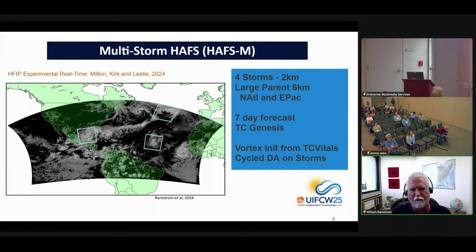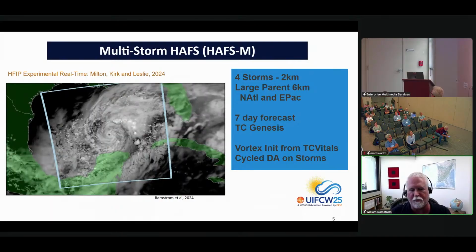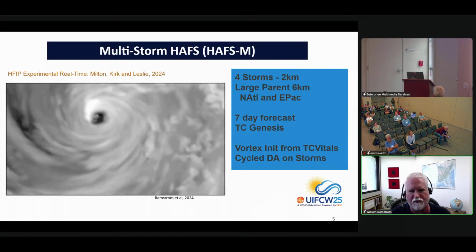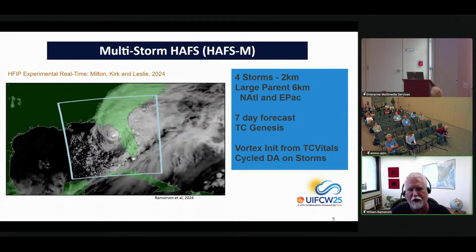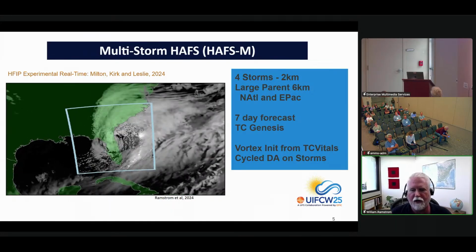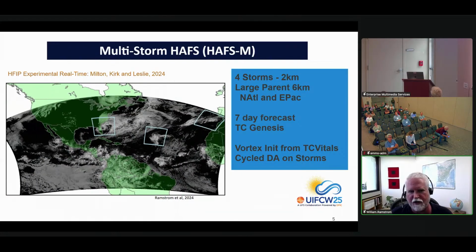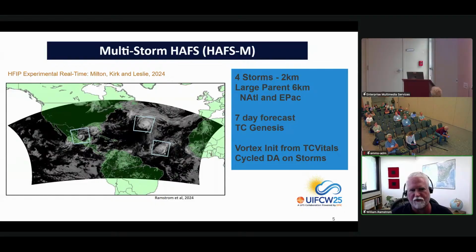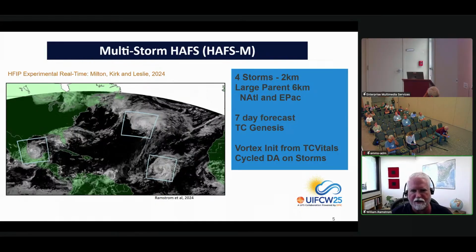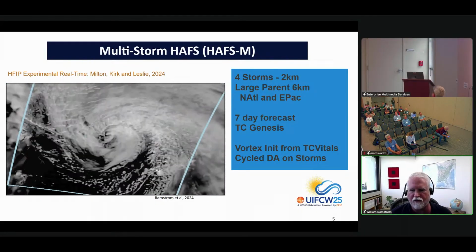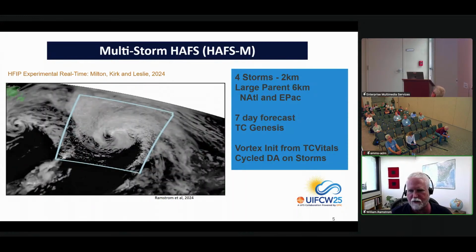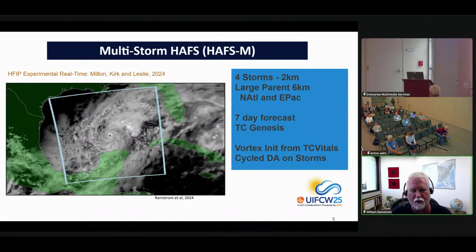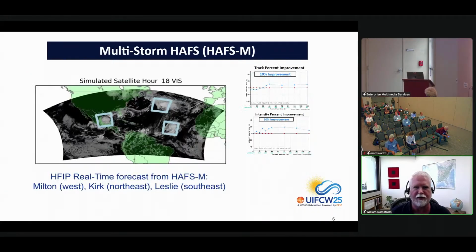So this is something that's also potentially helpful for some of the DA work, as Joseph would talk about. So we go into a static parent domain. In this configuration, we're running a 7-day forecast this year. So we have longer tracks that we're able to forecast, as well as examine TC genesis. We're using vortex initialization based on TC vitals, and then cycle DA from the storm nests from prior runs.